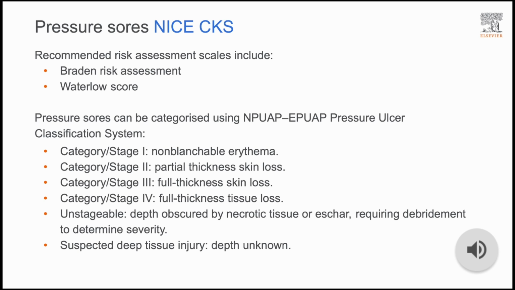Some ulcers do not fit neatly into these categories. Unstageable ulcers have an unknown depth due to slough covering the wound. A suspected deep tissue injury appears as dark discoloration, suggesting deeper tissue damage, even though the surface skin may still be intact.